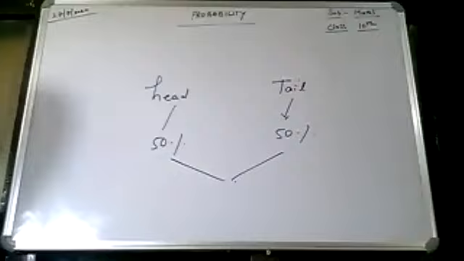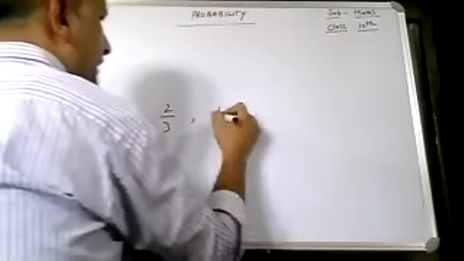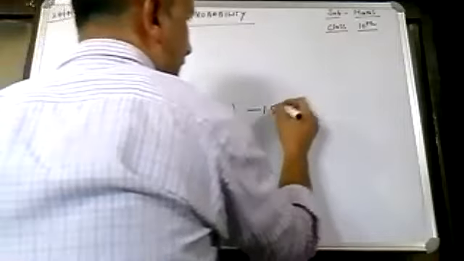Clear? Next. Which of the following cannot be the probability of an event? A part: 2 by 3. B part: minus 1.5. C part: 15%. D part: 0.7.